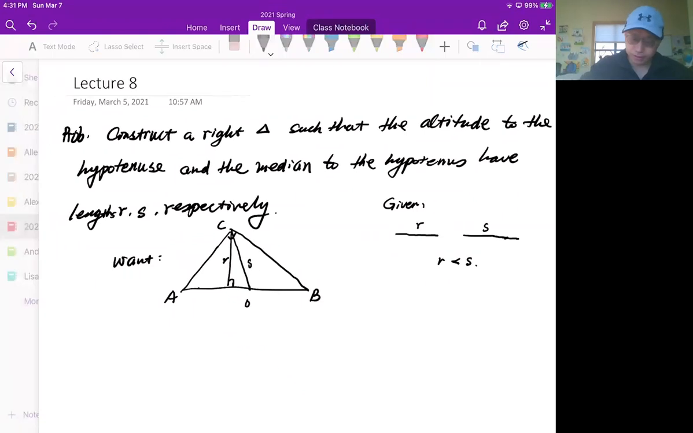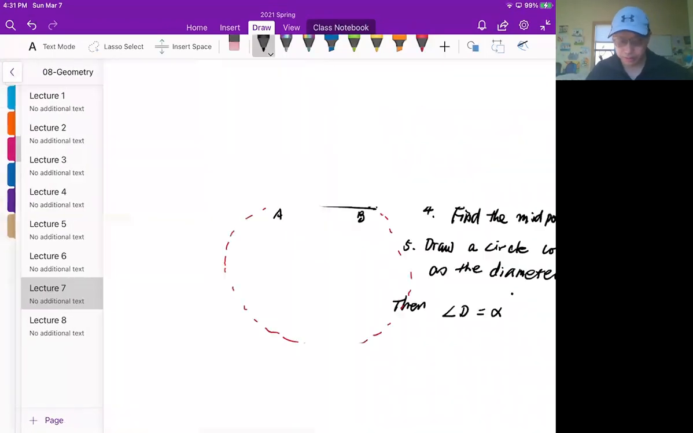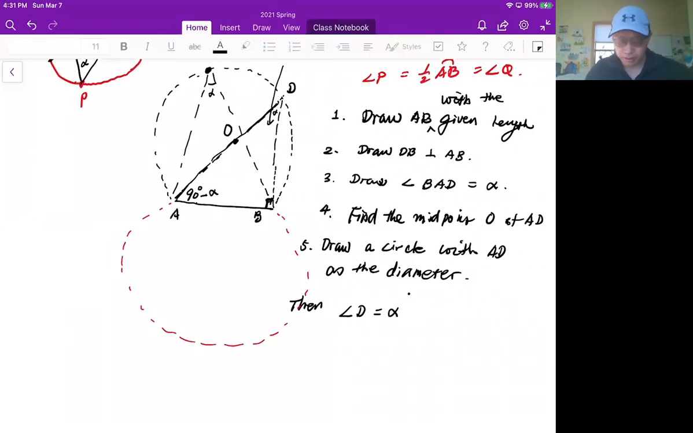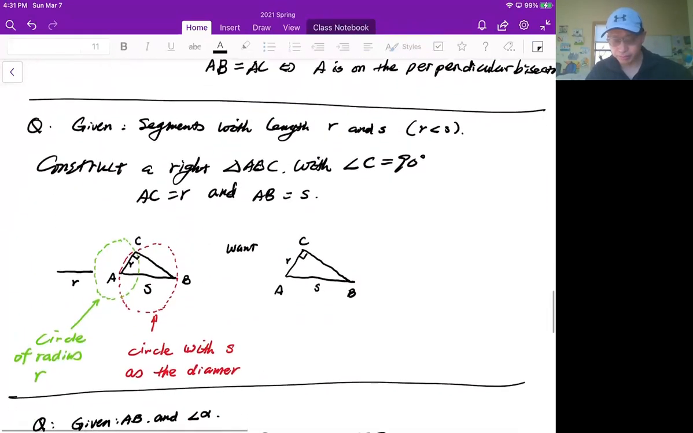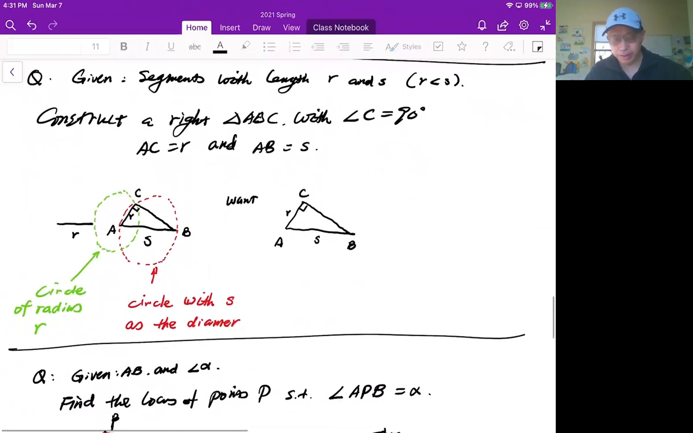And actually, just to remind you of one problem we did last time, from here. This one basically says that if I give you R and S, you can always construct a right triangle with R and S as the two sides, where S is the non-leg one. We're going to use this.